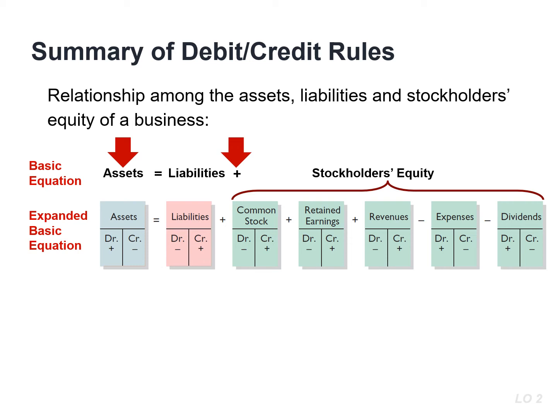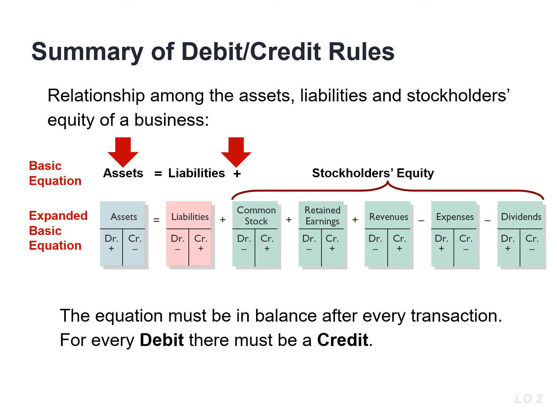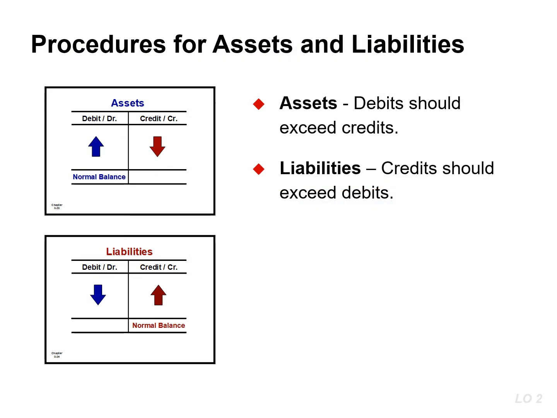No matter what the transaction, total debits must equal total credits in order to keep the accounting equation in balance. For Haynes Corporation, increases in cash and assets were entered on the left side, and decreases in cash were entered on the right side. Increases and decreases in liabilities have to be recorded opposite from increases and decreases in assets. So increases in liabilities are entered on the right or the credit side, and decreases in liabilities are entered on the left or the debit side.